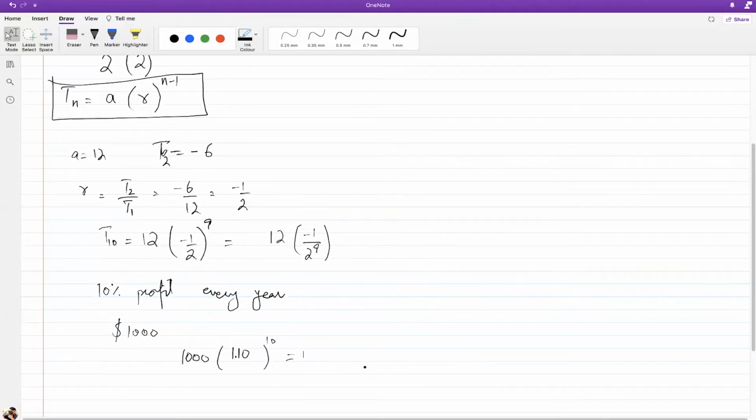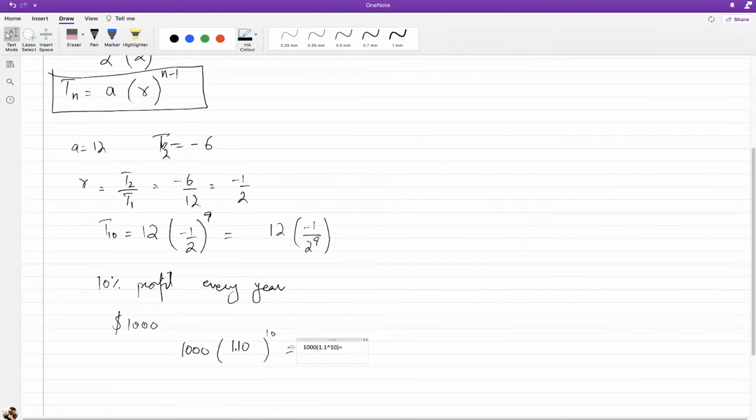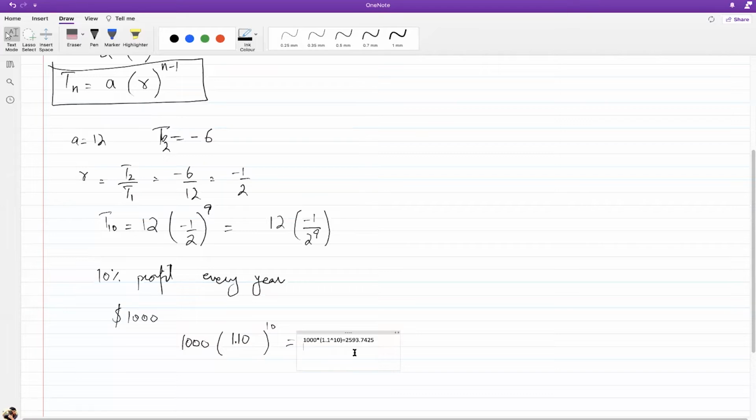Let's calculate it. So I have 1,000 that I'm multiplying with 1.1 power 10. So after 10 years, my amount, how much is that? After 10 years, I'm going to get $2,594. So that's how much time it takes for me to get 2.5 times my amount. So in 10 years at that rate, I think it's a pretty good rate.